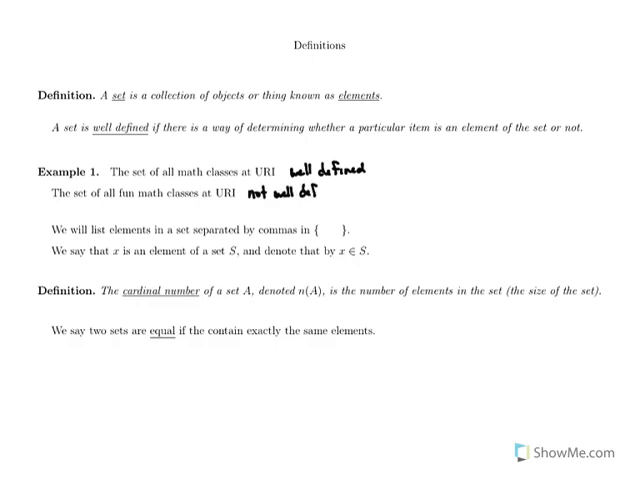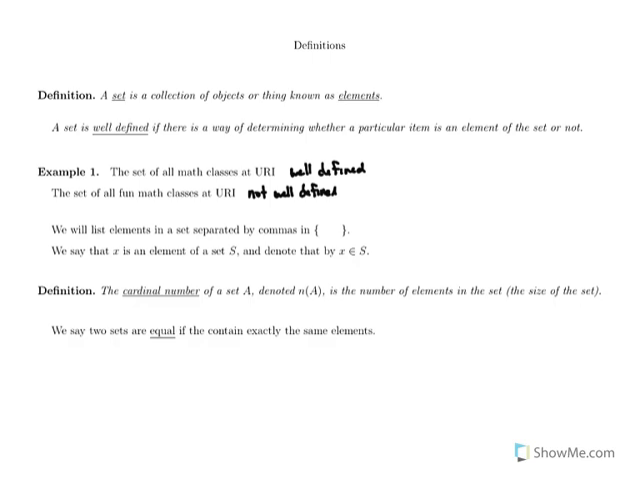You could change this to be well defined. You could say the set of all fun math classes at URI according to Ben. That might be something that's well defined, but that one's not. And note that when we're working with sets in this class, we're going to be dealing with well-defined sets almost exclusively.